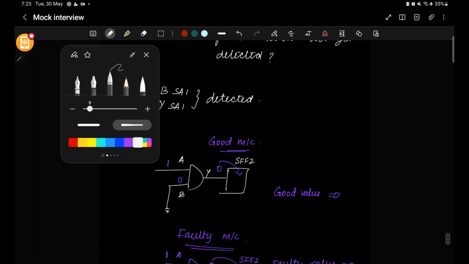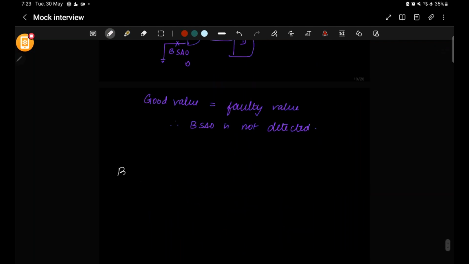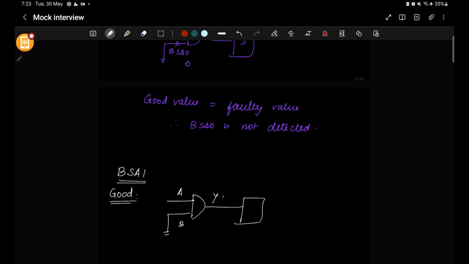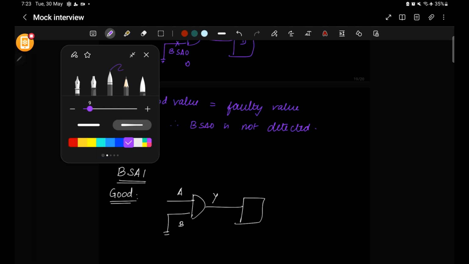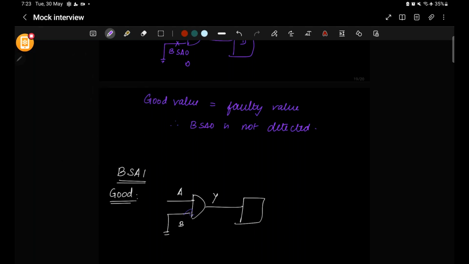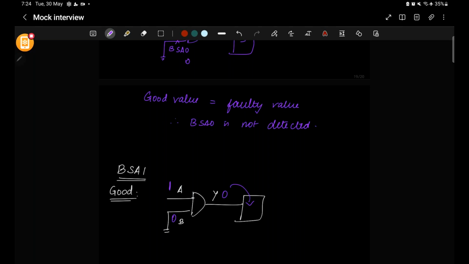And if you consider B stuck at 1, this is the good value. This is A, this is B, and this is Y. So assume a fault, B stuck at 1, force the opposite value. The tool will try to put a 0 value. Already it is 0, so this is fine. Here the tool will write a value in order to propagate this fault to the output. Here it will be 0. So this one only will be captured during the capture phase.